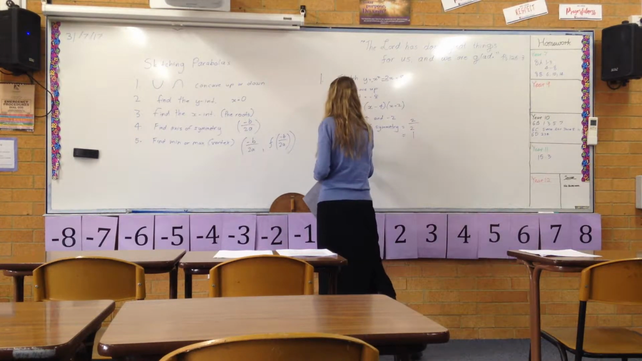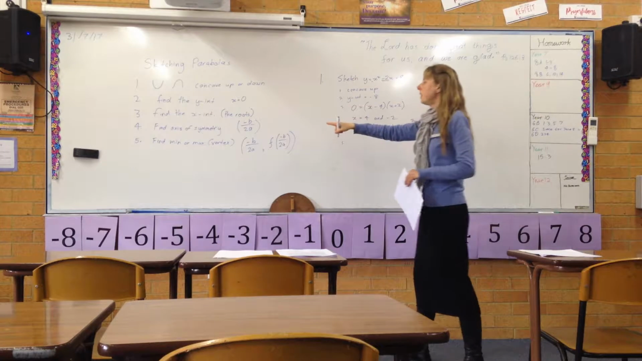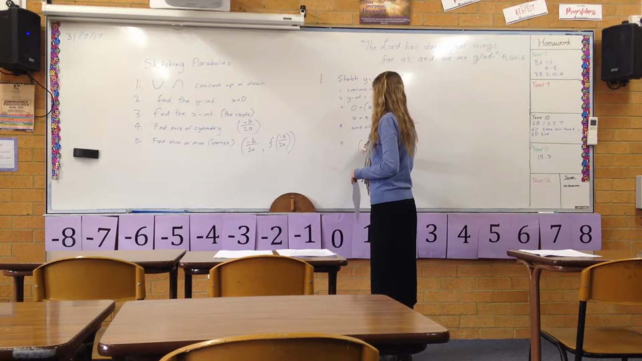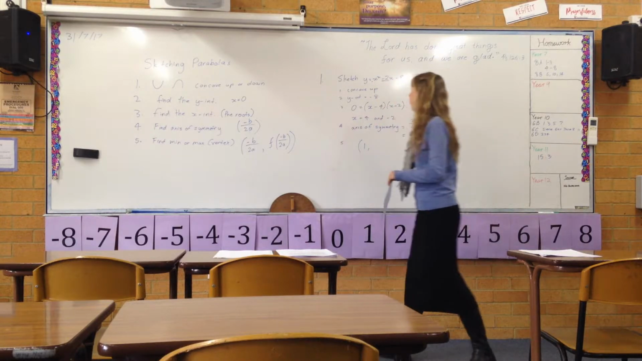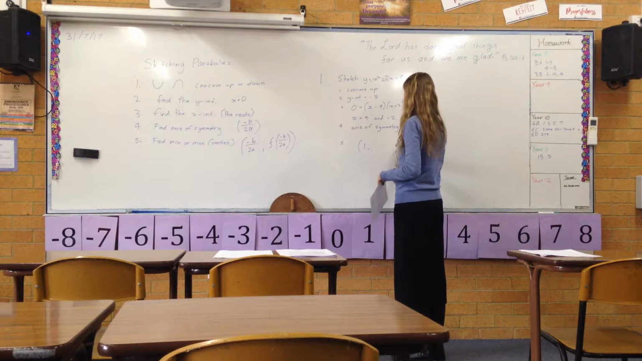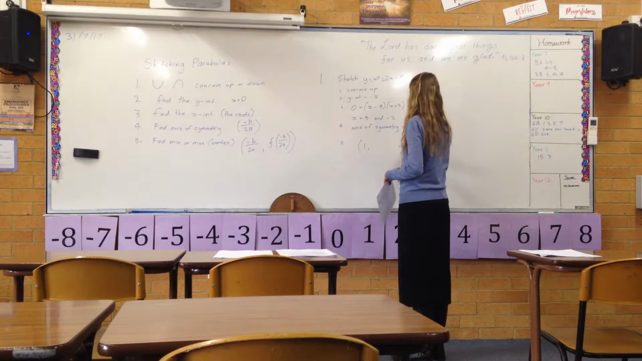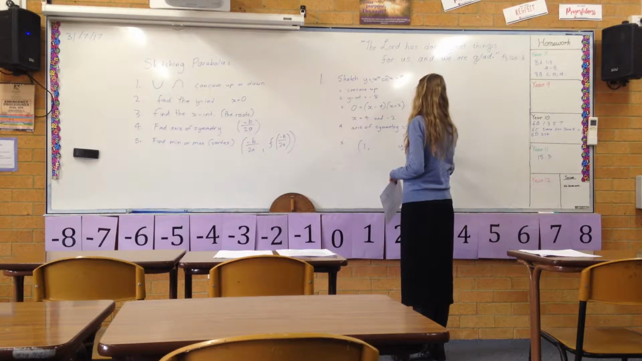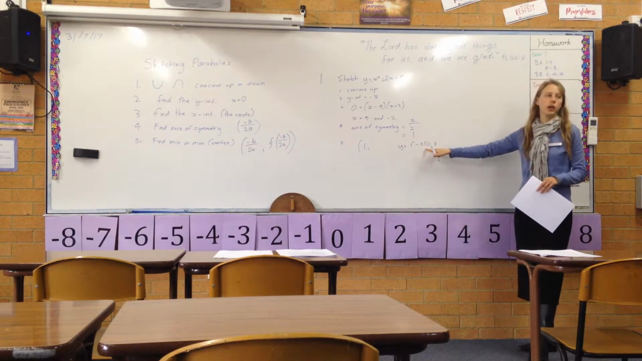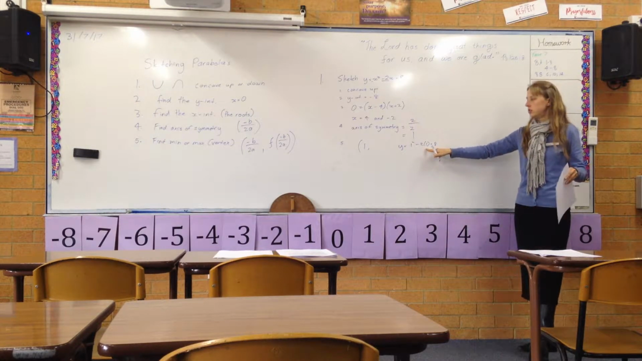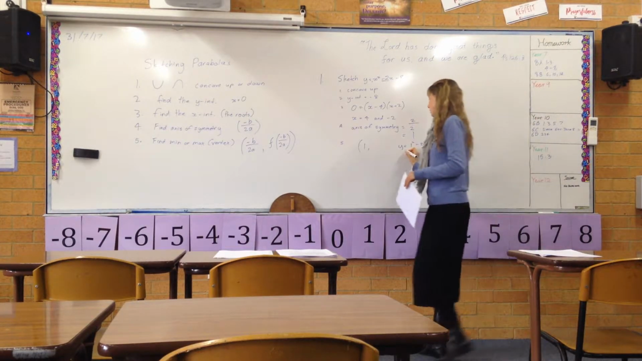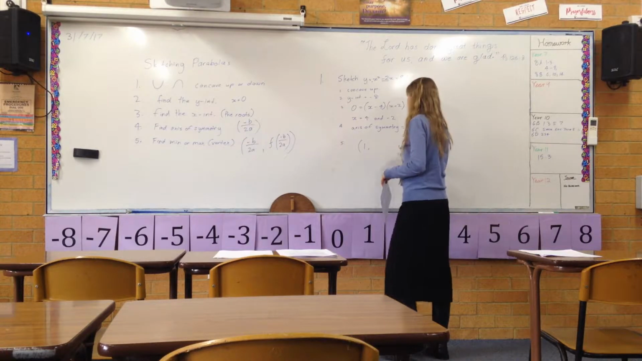Step 5. Now I need to find the minimum or maximum point. The x value is clearly 1. Now to find the y value, I need to put it back into this, so I'll make a little note here. y equals 1 squared minus 2 times 1 minus 8. 1 squared minus 2 is... oh, minus 1. Minus 1 minus another 8 is going to be minus 9.